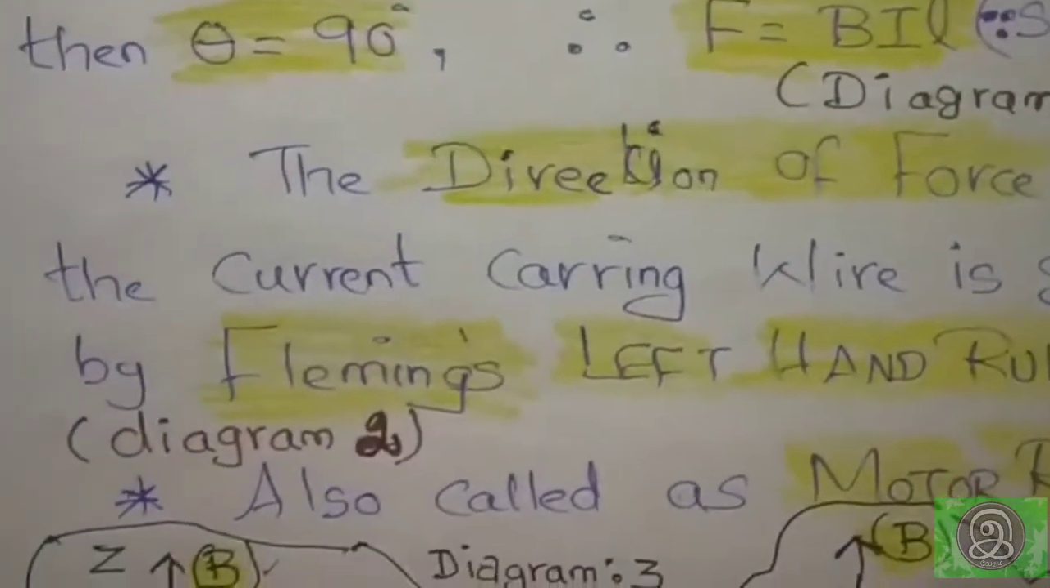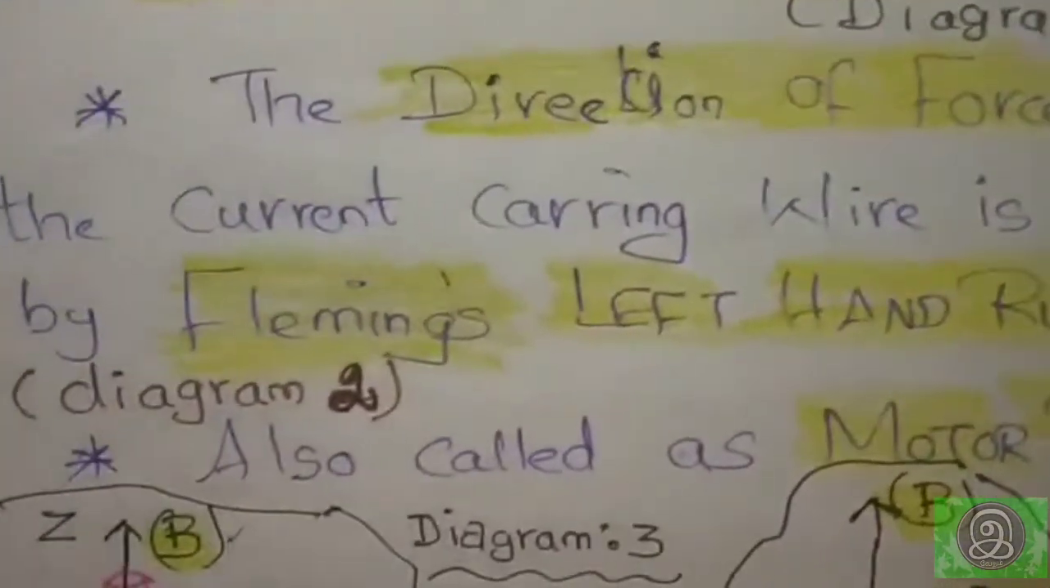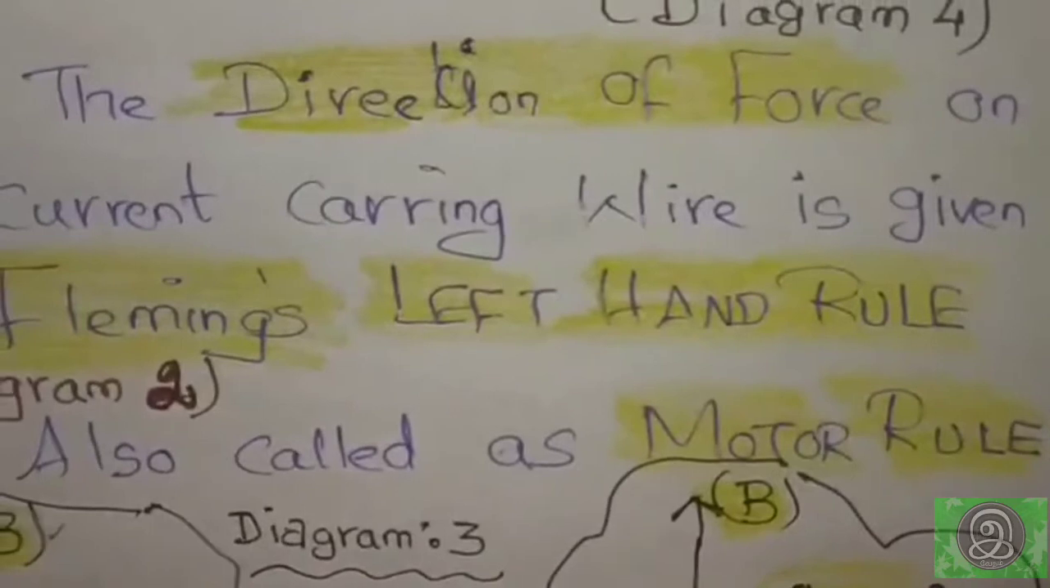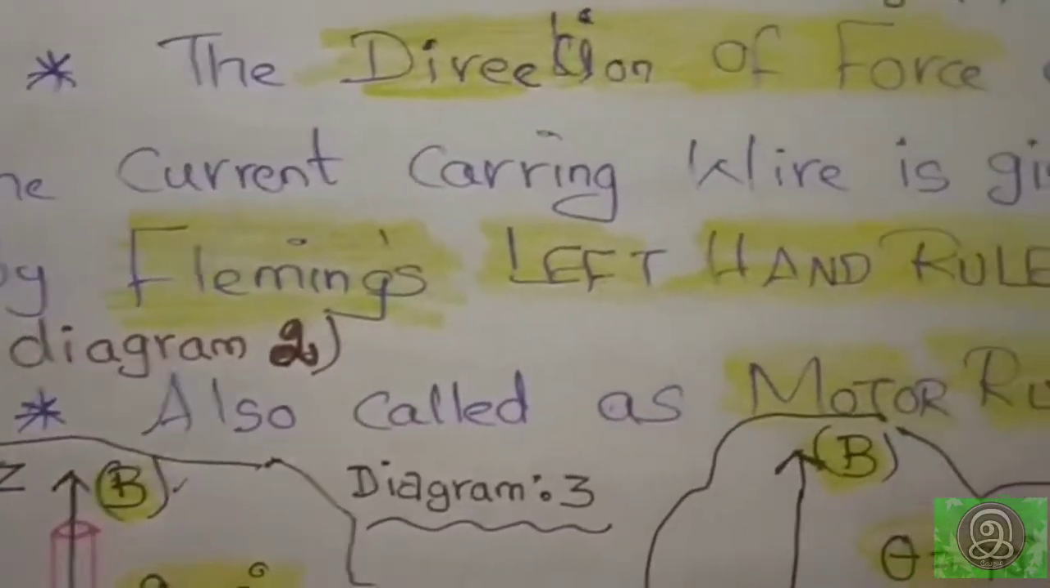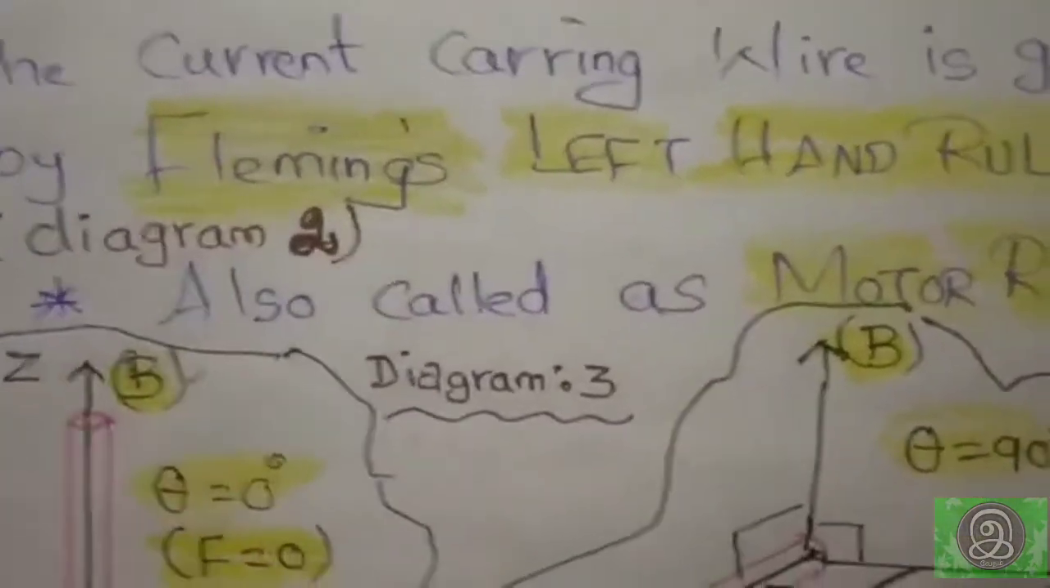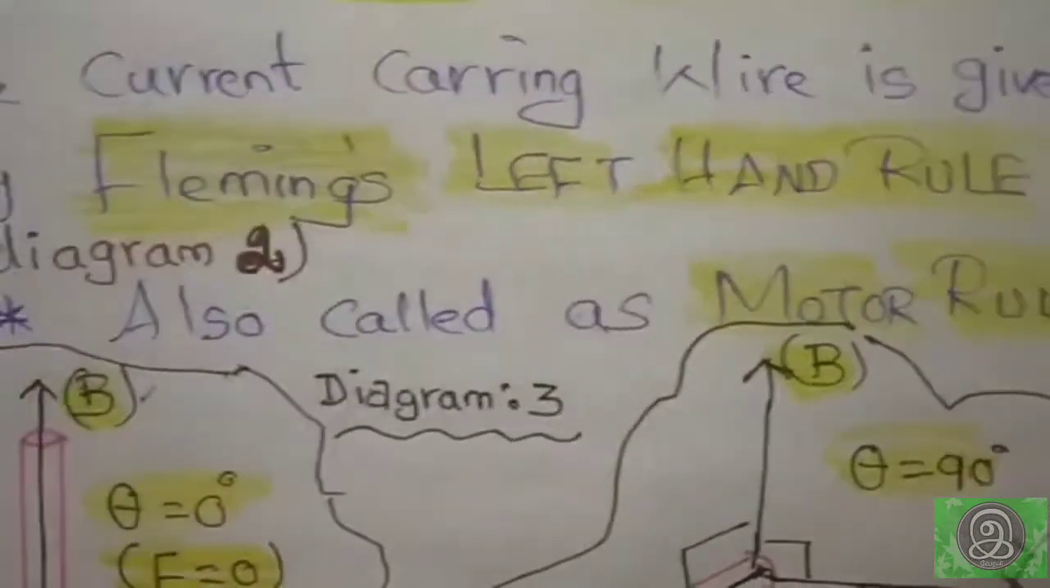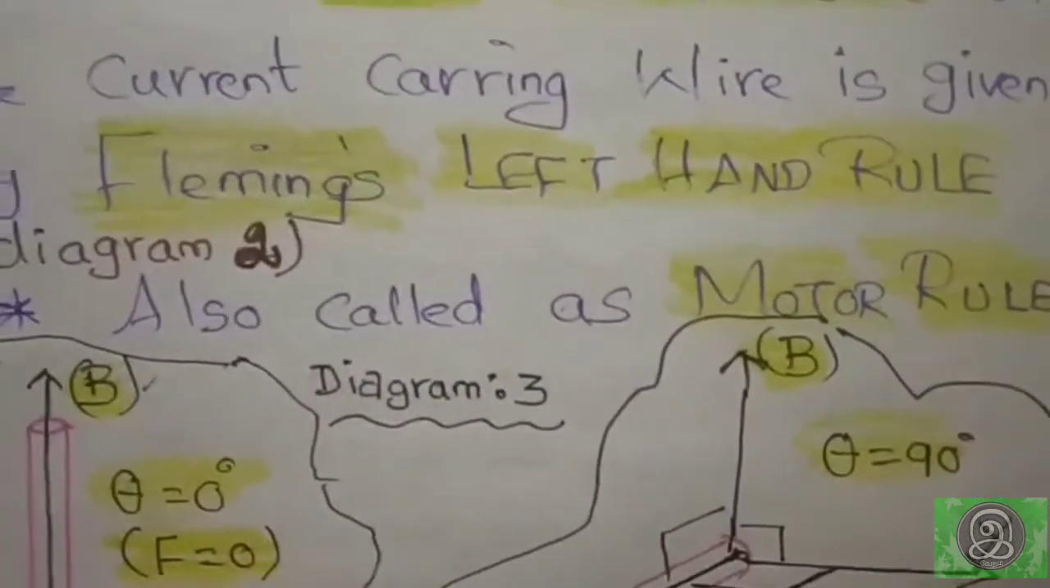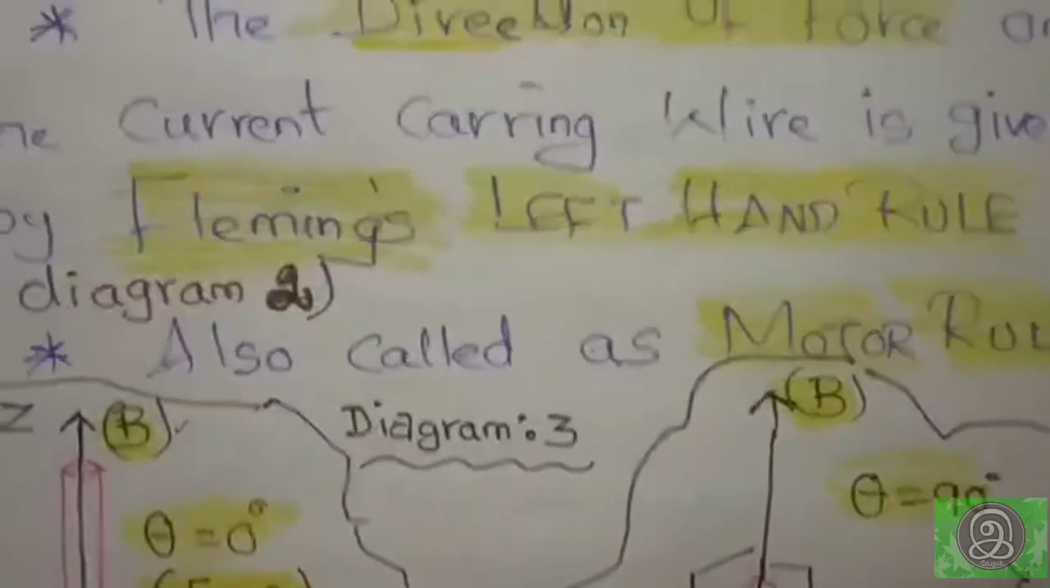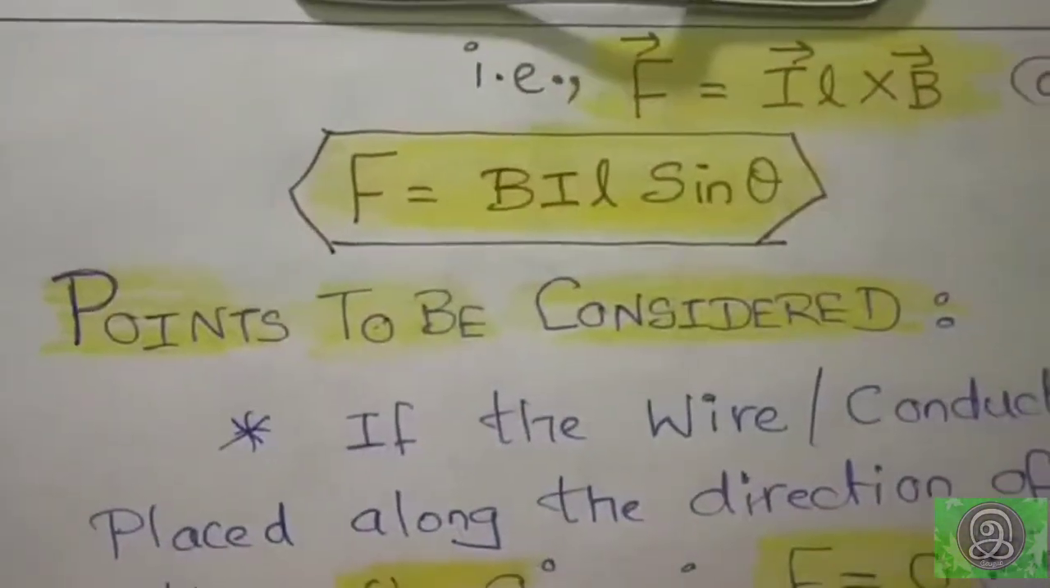Okay. The third point to be considered is the direction of force on the current carrying conductor is always given by Fleming's left-hand rule. It is also called the motor rule because Fleming's left-hand rule is applied in motors. Okay. So I think you must have understood the concept clearly.